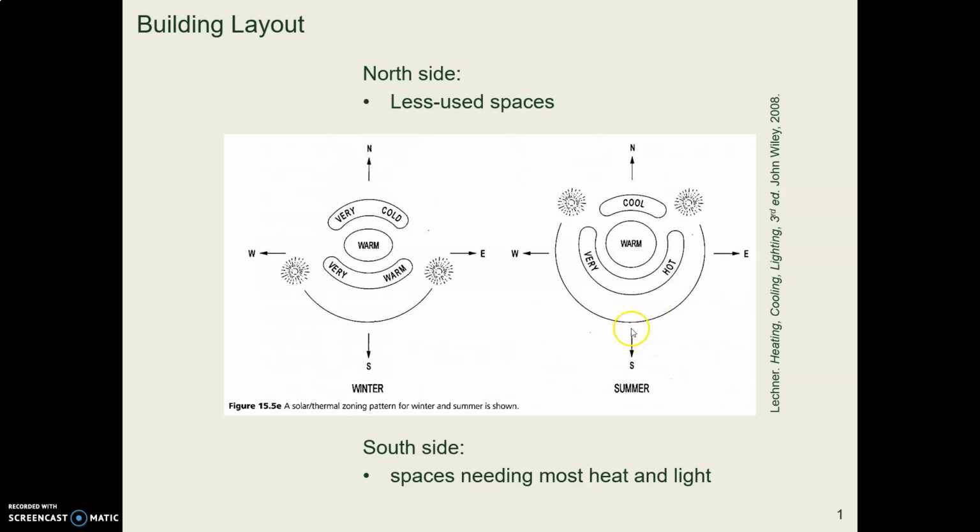Maybe we want to put on the south side spaces where we need heat in the winter and all year long where we want daylight. Then on the north, we might want our less used spaces.